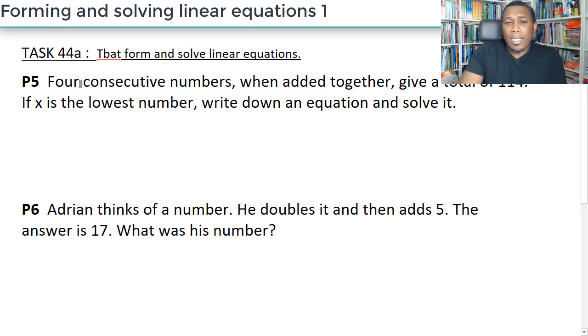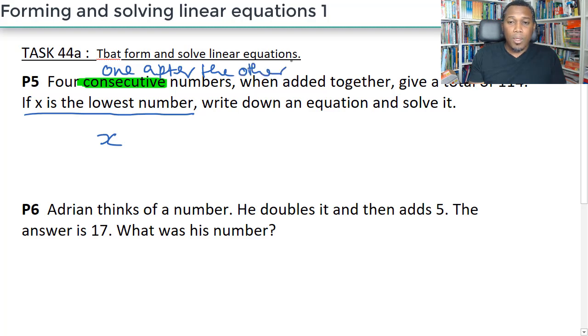I was thinking about this, and I think the word consecutive is what's going to be the issue here. Consecutive means one after each other. So, if x is the lowest number, the first number I have is x. What's the next number? If I have x, what's going to be the number after x? We're thinking about whole numbers. Well, the number after x is going to be x plus 1.